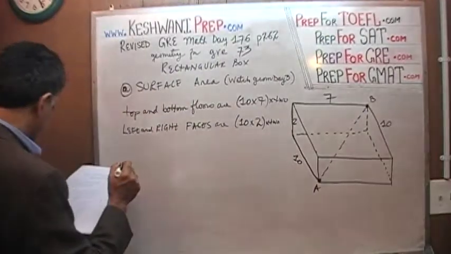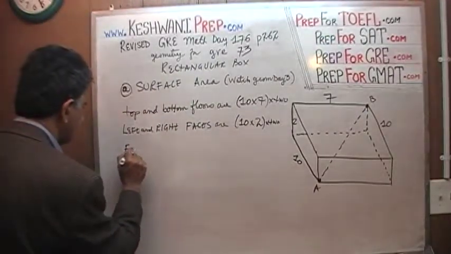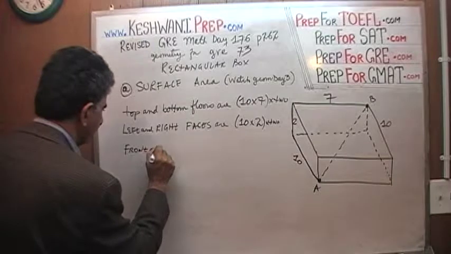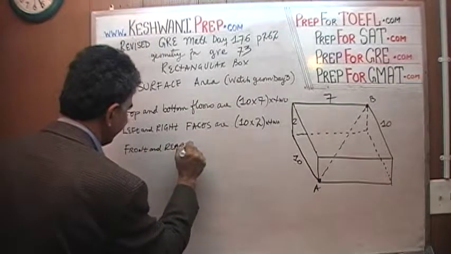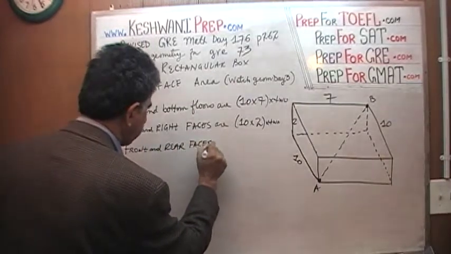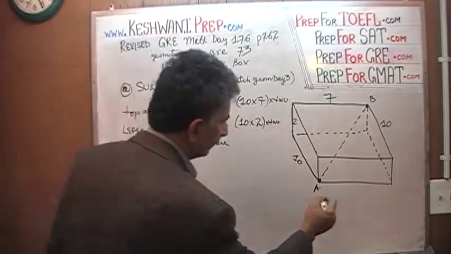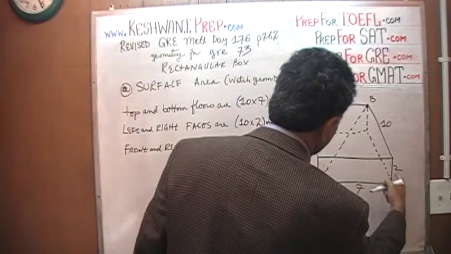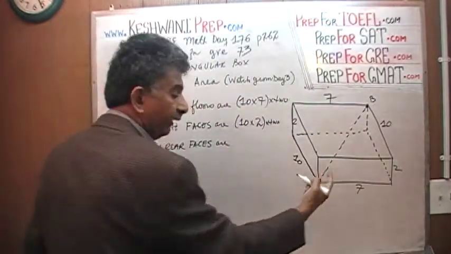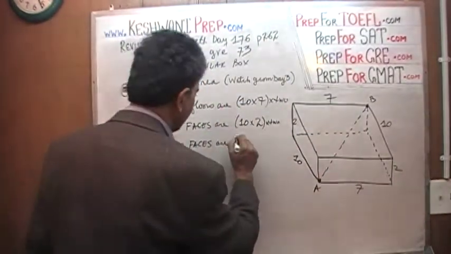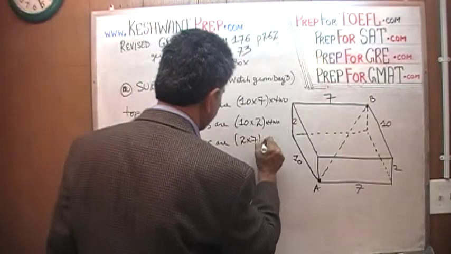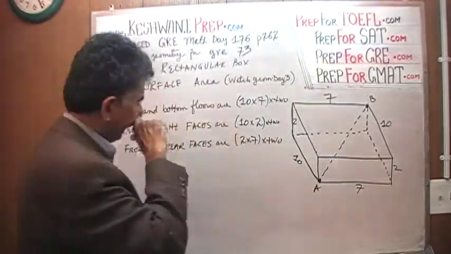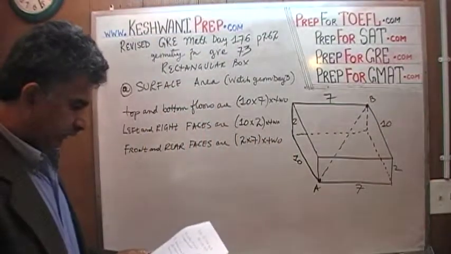And finally, we have front and rear faces. The front face is right here. This is 2 and this is 7. So it's 2 times 7. That's the front face. And similarly, we have one more face in the back. So it's 2 times 7 times 2. And that's all there is.